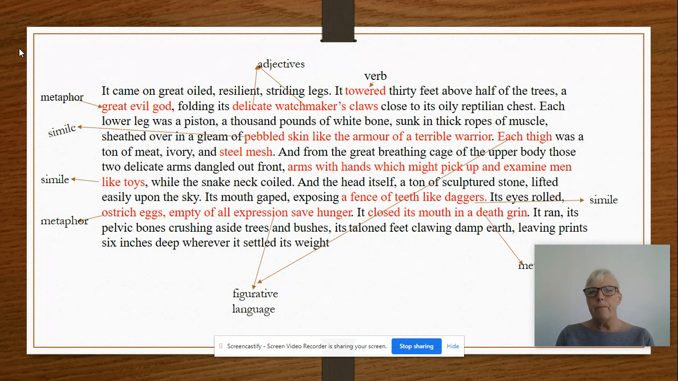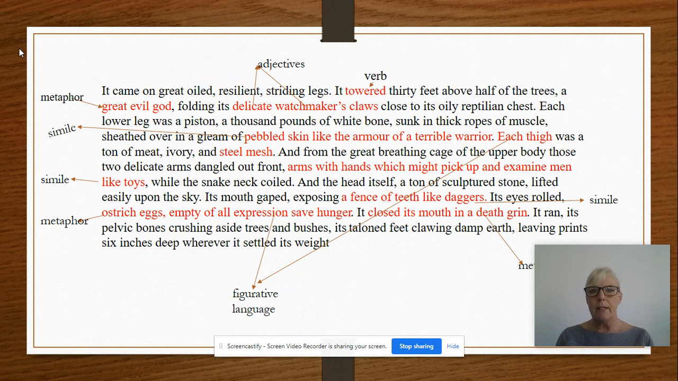Then I've got some figurative language here: each thigh was a ton of meat and ivory and steel mesh. And I've also got another piece down the side too. If you weren't sure whether that might be an extended metaphor, each thigh was steel mesh, it could be figurative language. I've also chosen arms with hands which might pick up and examine men like toys, another simile.